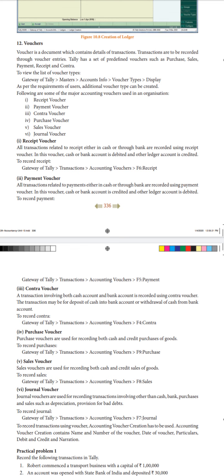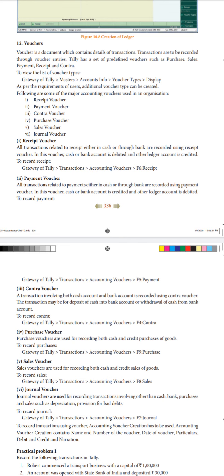The next is journal voucher. Journal vouchers involve transactions other than cash or bank or purchases or sales. It can be depreciation or any provision or reserve. All those will be entered in the journal voucher. For this, we'll use Gateway of Tally, Transactions, Accounting Vouchers, the F7 feature for entering in the journal voucher.